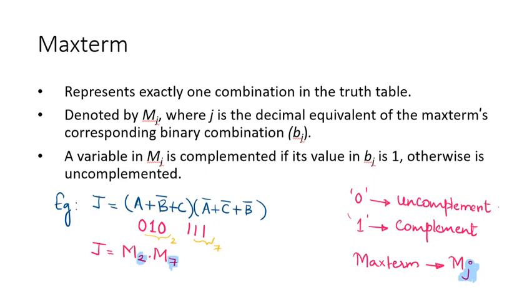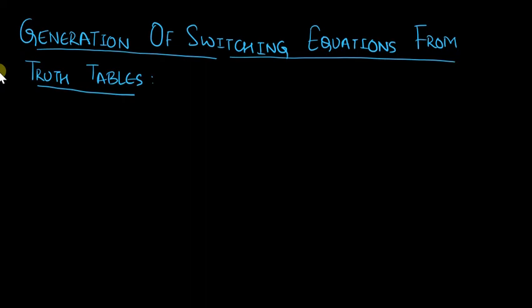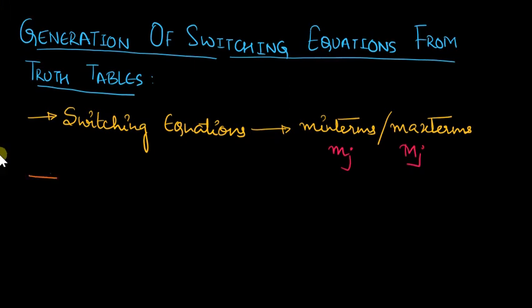Always remember, maxterm is represented by the uppercase M, whereas minterm is represented by the lowercase m. So the next topic is generation of switching equations from the truth table. The switching equations can be written more conveniently by using the minterm or the maxterm numerical designation instead of writing the variable names or their complements. So minterms are represented by the lowercase mj and maxterms are represented by uppercase Mj.